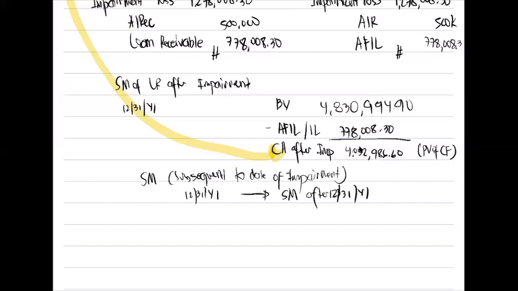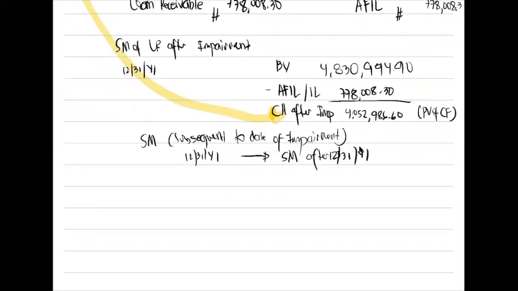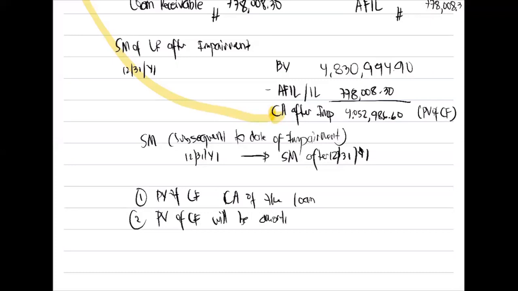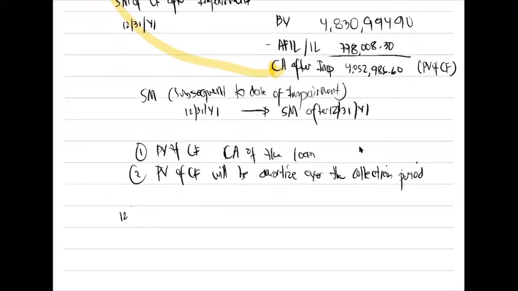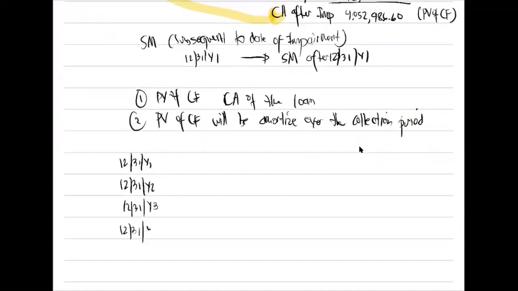To measure the loan after December 31, year 1, here are the rules. The present value of cash flows will now be your carrying amount of the loan. And then the present value of cash flows will be amortized over the collection period. So we have here December 31, year 1, December 31, year 2, December 31, year 3, December 31, year 4, December 31, year 5, and then December 31, year 6. So what is the PV of CF or the carrying amount of the loan?